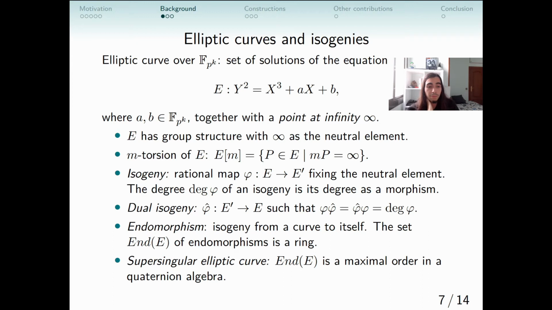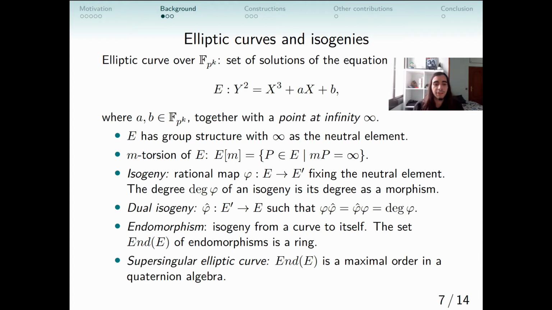An endomorphism is simply an isogeny from a curve to itself, so E equals E prime. And the set of endomorphisms actually forms a ring under point-wise addition and function composition. So we can study this ring, and actually we can classify elliptic curves in two types based on the shape of its endomorphism ring.